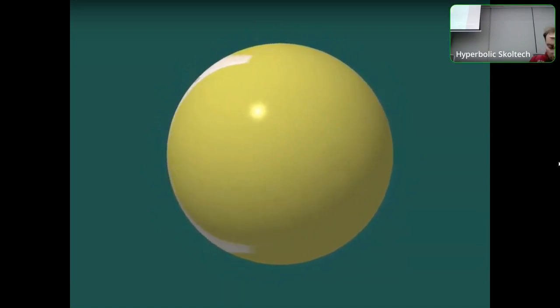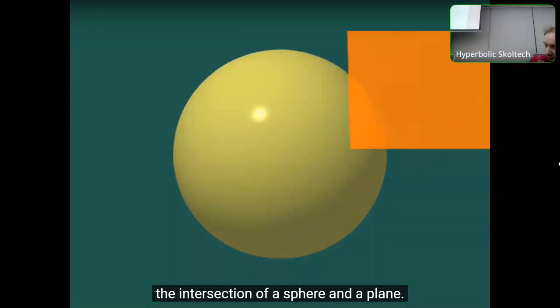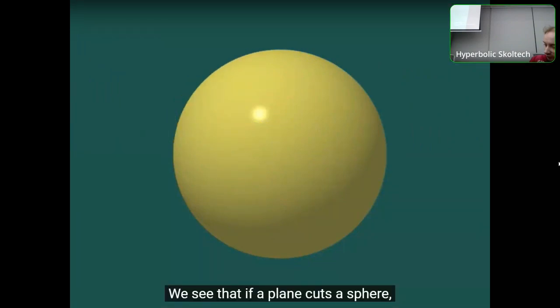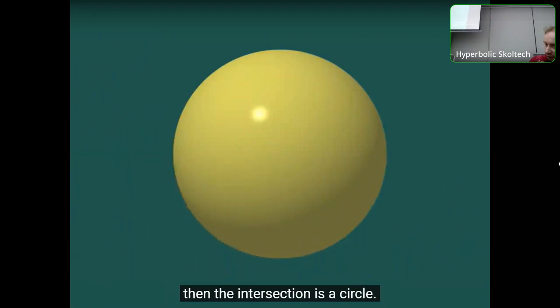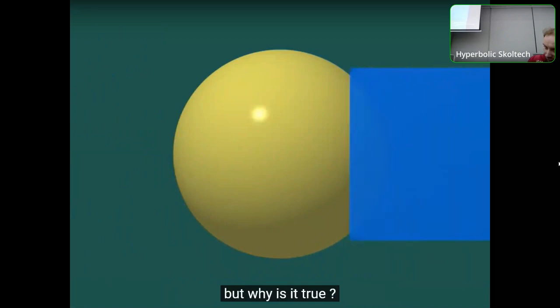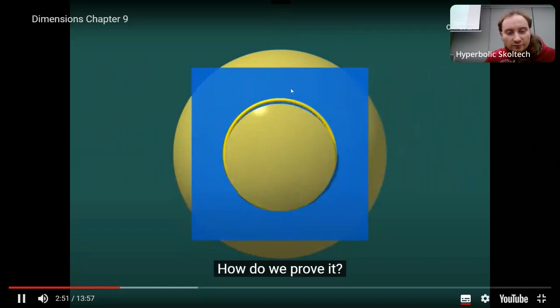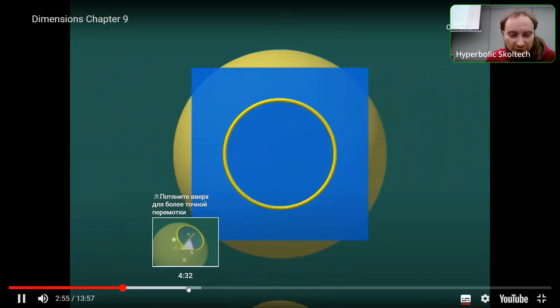Start with something simple. The intersection of a sphere and a plane. We see that if a plane cuts a sphere, and if it is not tangent to the sphere, then the intersection is a circle. We can see it, but why is it true? How do we prove it? Okay, let's skip this part.